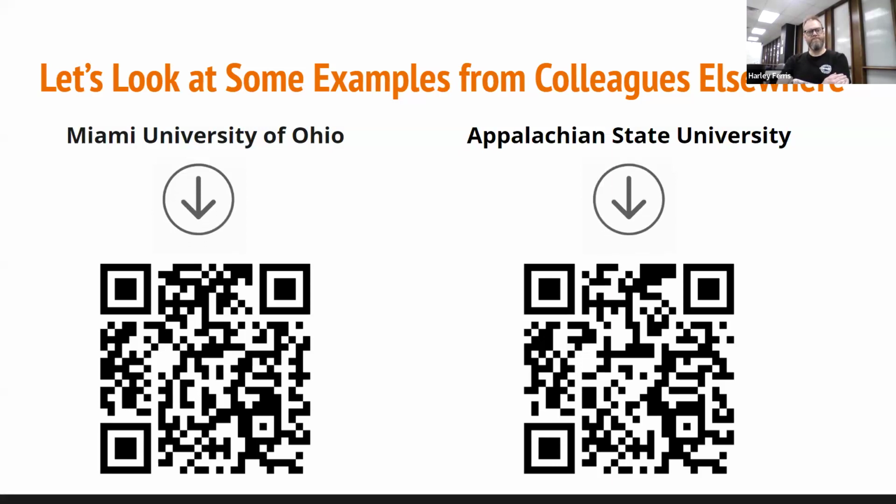So, yeah, Miami University of Ohio, Appalachian State University, as well as the Writing Across the Curriculum at the University of Minnesota are all great examples of how these curriculum guides or even these writing guides help faculty teach and incorporate writing into their curriculum. And I saw Courtney had her camera on, so I'm not sure if she wanted to add anything.